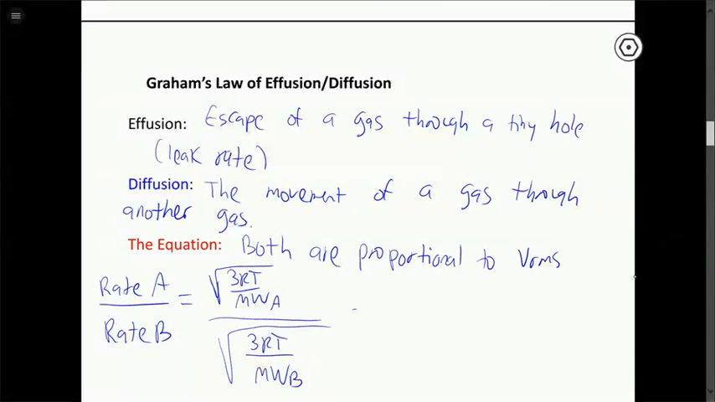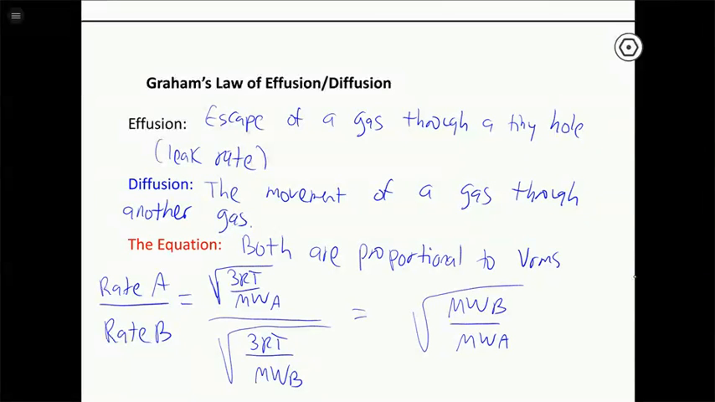So we can then rewrite this equation, with a little bit of algebra, as the square root of the molar mass of B divided by the molar mass of A. In other words, the ratio of the rates is equal to the inverse of the square roots of the ratio of their molar masses. So if we know the molar masses of the two gases, we know the relative rates of effusion and diffusion. This is the type of equation we're going to be using when we do problems like this. This is the standard form of the equation, the one most likely introduced in a typical general chemistry textbook.